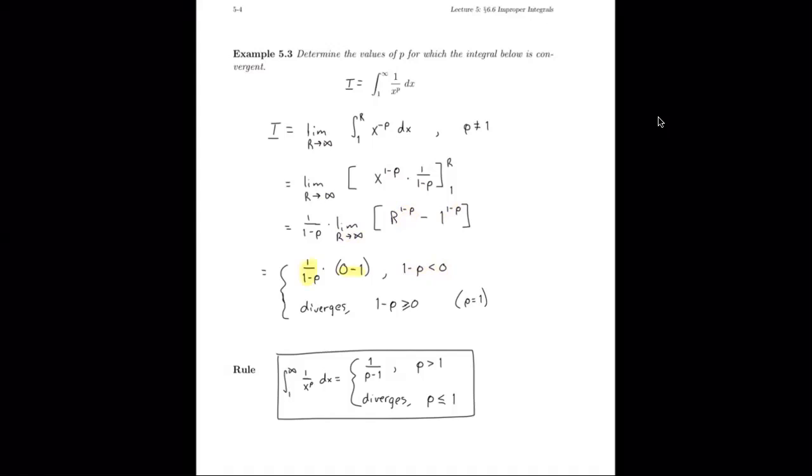On the other hand, we already know, or the reader can show, that when p equals 1, the natural log limit is going to diverge. If 1 minus p is strictly greater than 0, in other words, 1 minus p is positive, this is r going to infinity with a positive power. That's going to drive this term overall to infinity, and our integral is going to diverge. So to recap all of this, the integral is equal to 1 over p minus 1 whenever p is greater than 1, and it diverges for any other value of p.